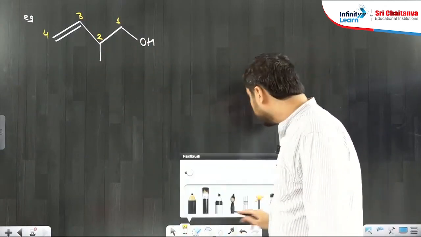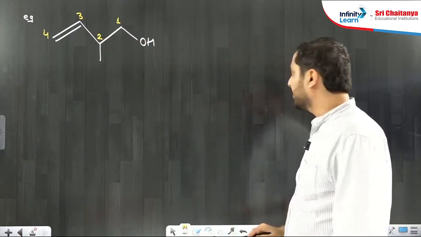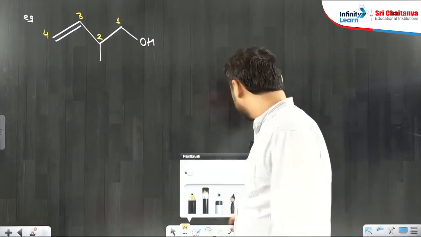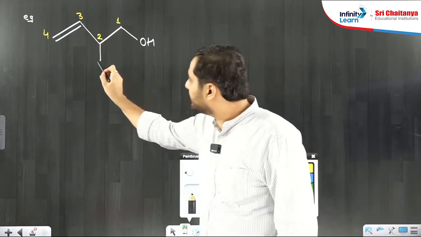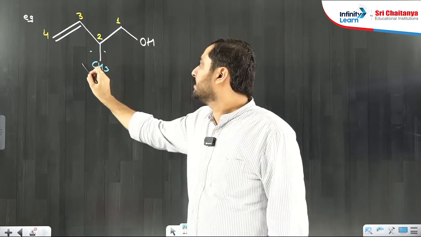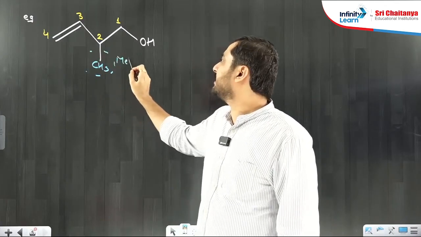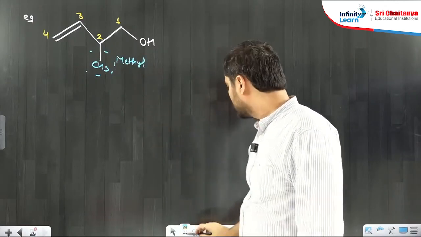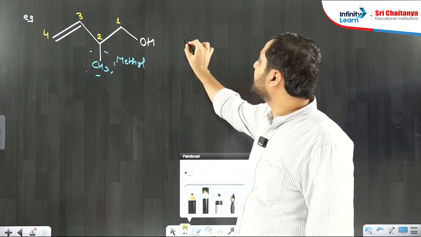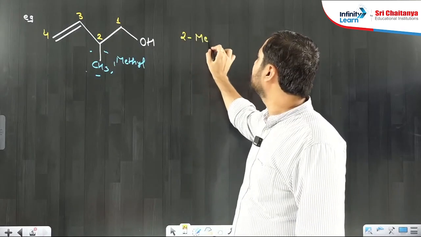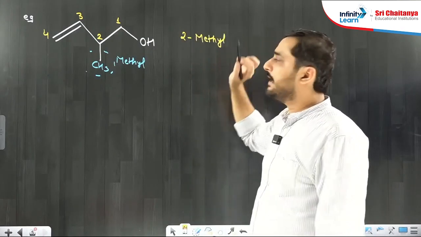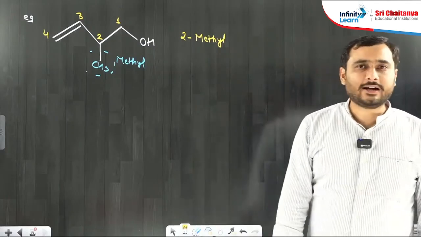Clear? Now next is how to write the name for this compound. First we have to write the name of the prefix. Which prefix is present here? At second position CH3, that is methyl. So what will be the name of this compound? It is 2-methyl. That is the name of the substituent. Now next we have to write the word root.